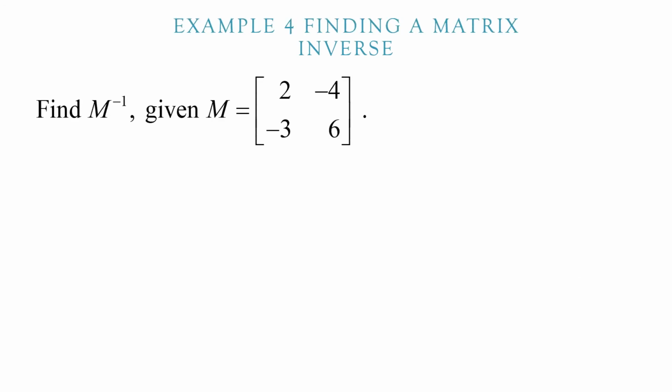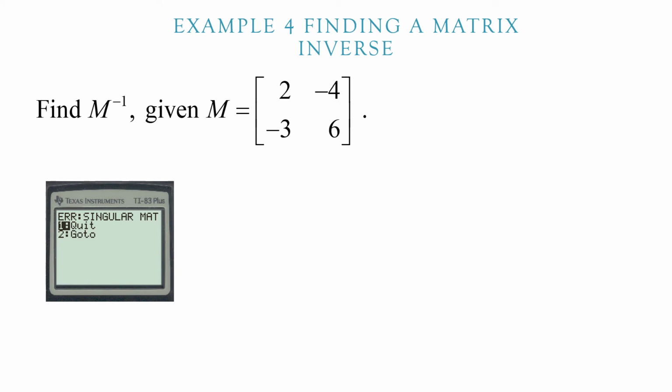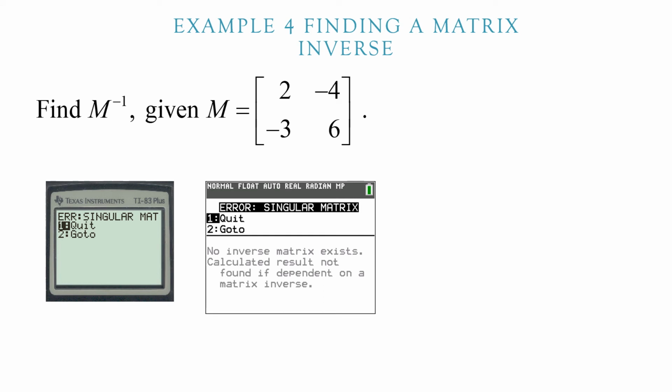Let's find the inverse for this matrix. So we enter that in our calculator. It says there is an error. It is a singular matrix. A matrix is called a singular matrix if no inverse exists. If you get a singular matrix, it means the inverse of that matrix does not exist, in which case the determinant will be 0.